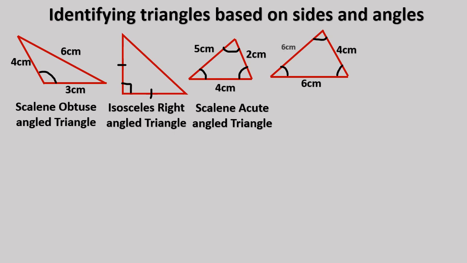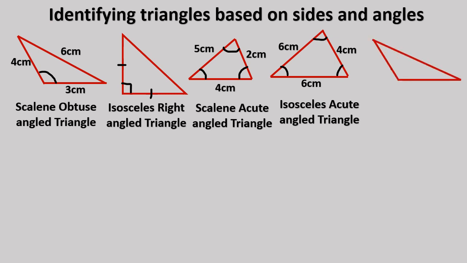Next, let us see what type of triangle it is. It's again an acute angle triangle, but two sides equal. So, isosceles acute angled triangle. Now, it's an obtuse triangle, but two sides equal. So, isosceles obtuse angled triangle.